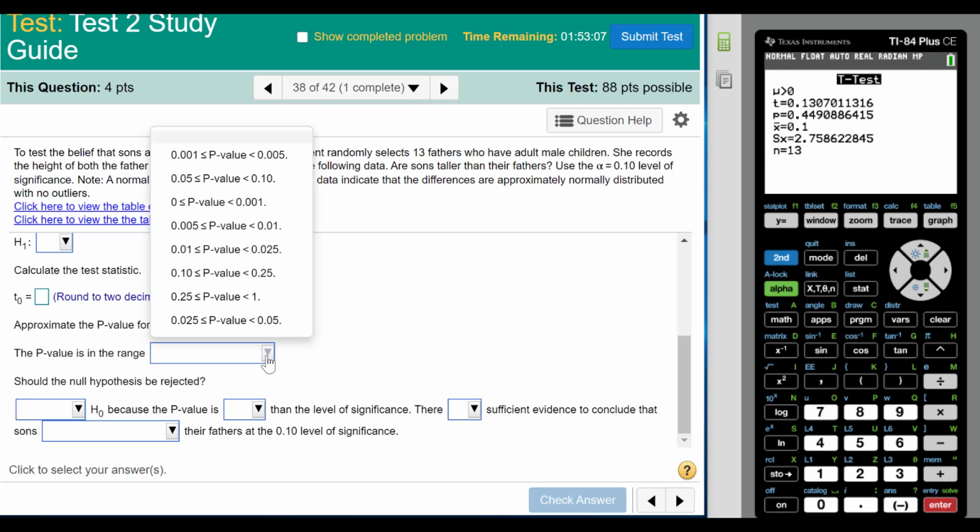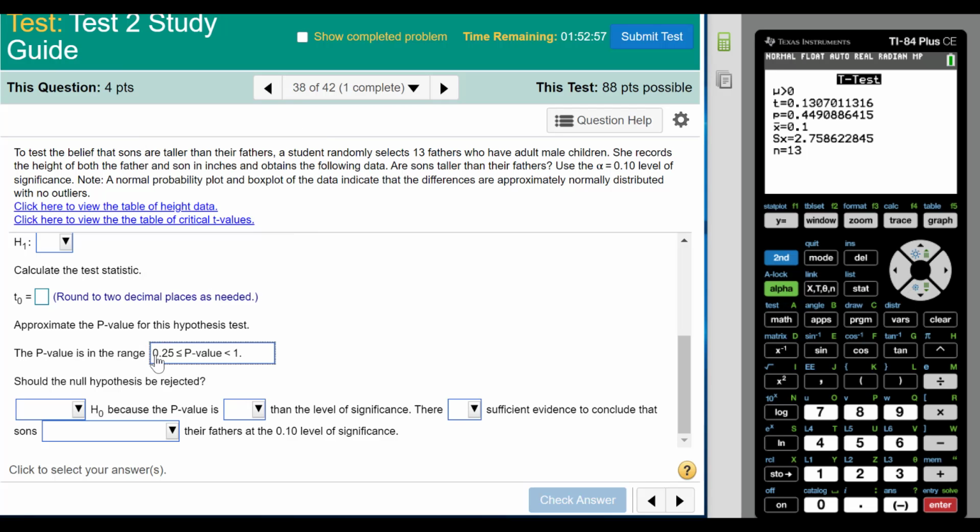So my p-value is in what range, guys? It's 0.44, so it is between actually 0.25 and 1, which is huge. So I fail to reject the null hypothesis because the p-value is greater than the level. So there is not sufficient evidence to conclude that the sons are taller than their father. That would solve the problem.